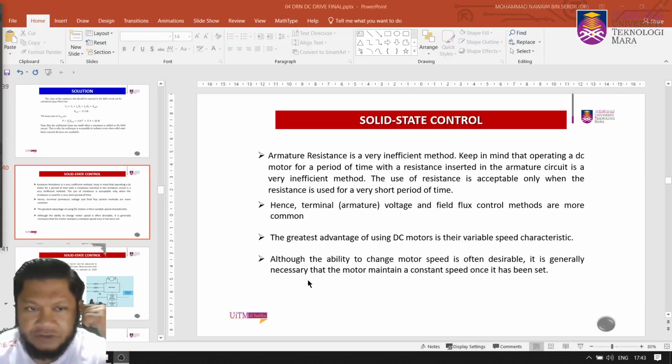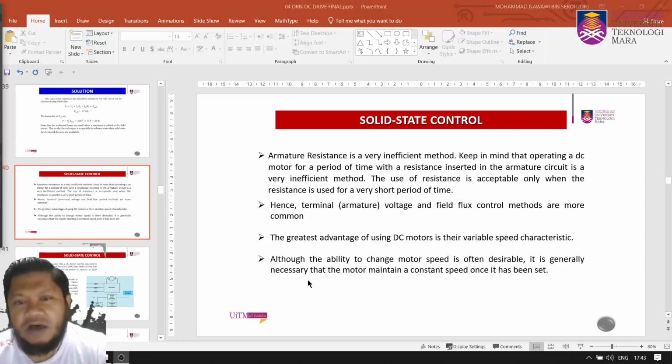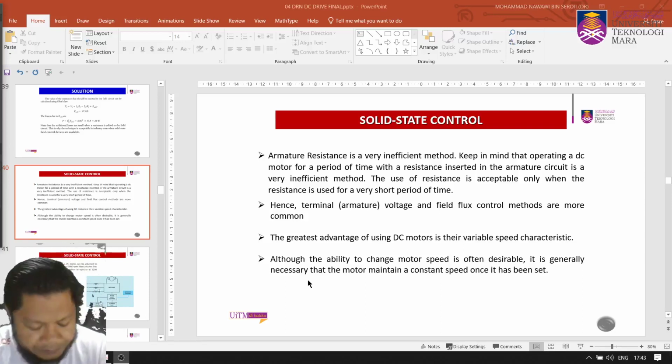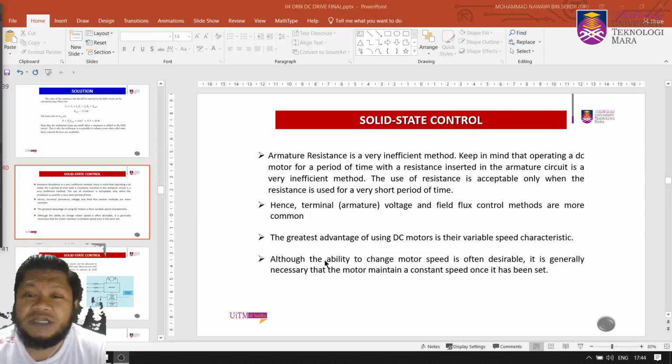We're going to continue with the solid state control of the DC drive. We have talked about the three methods of controlling the DC motor: resistance control, then armature voltage control, and the third one, which is field control. Now we look into how we're going to control the armature voltage by means of solid state control.